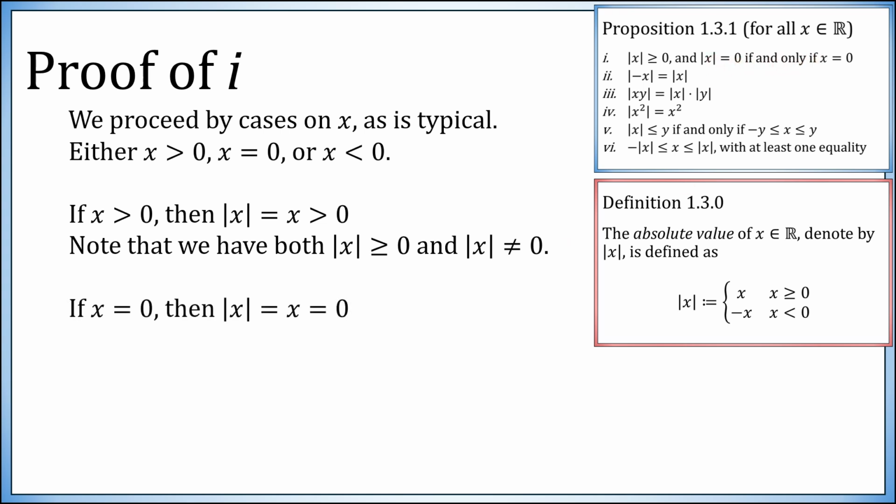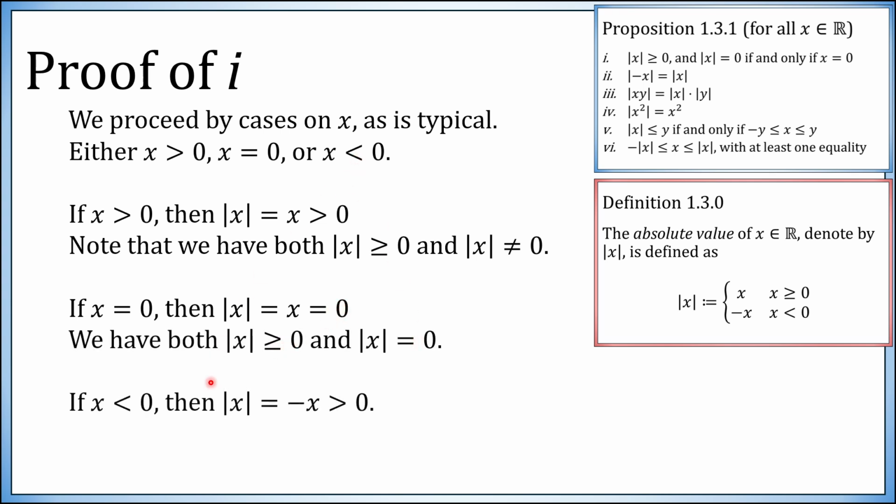Next, let's do the special case of x equals 0. Well, if x equals 0, then the absolute value of x equals x, but what was x? It was 0, which means it is bigger than or equal to 0 and actually equal to 0. Finally, if x is negative, well, when x is negative, the absolute value of x by definition is minus x, but if x is less than 0, minus x is bigger than 0, meaning it's bigger than or equal to 0 and not equal. So altogether, we have established every claim in item 1.